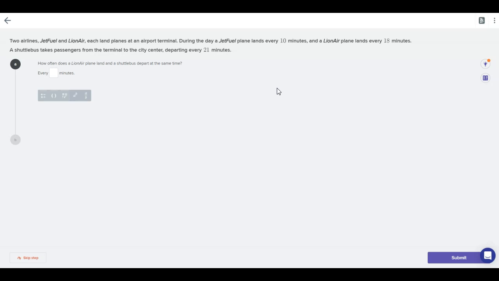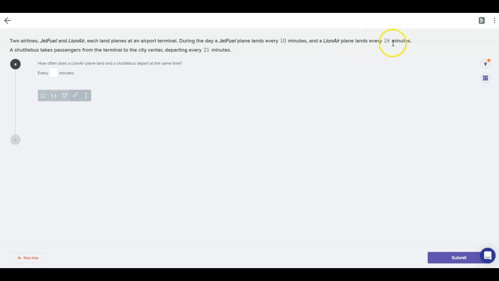Now, how often does a Lion Air plane land and a shuttle bus depart at the same time? So what we're looking for here is multiples. Every 10 minutes, a Jet Fuel plane lands. Every 18 minutes, a Lion Air plane lands, and every 21 minutes a shuttle bus leaves. So really we're looking for the lowest common multiple, which is the first time, after how many minutes from 0, that those things happen together. So a Lion Air plane and a shuttle bus.